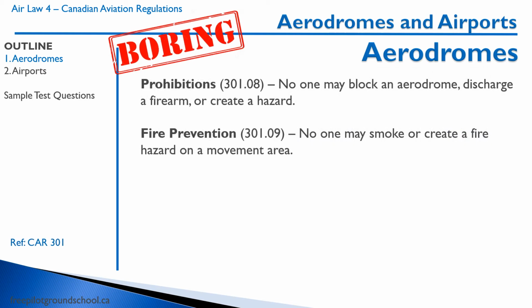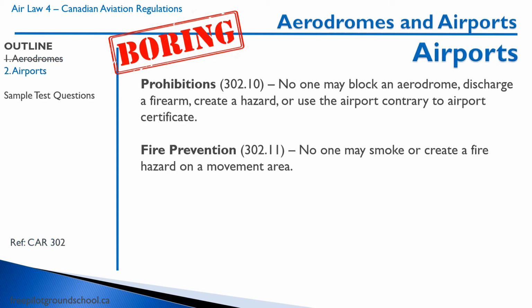So here's some obvious stuff, but unfortunately I have to go through it. You can't block an aerodrome or discharge a firearm or create a hazard. Should be pretty obvious, but people are pretty dumb these days. You also can't smoke or create a fire hazard on a movement area.